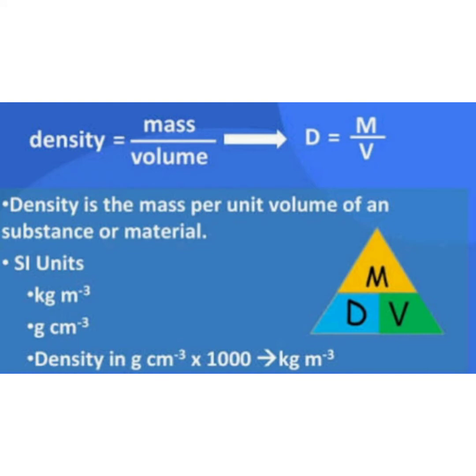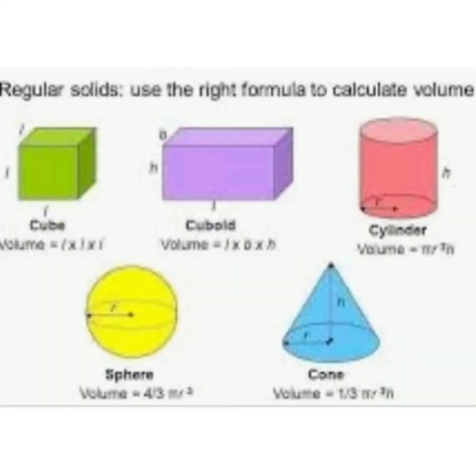Okay, children. To find the density of any object, you need to know the mass of the object and its volume. If we divide the mass by the volume, we get the object's density. First, we should measure the density of regular solids. Using a formula, we can measure the volume of regular solids like cuboid, cube, cylinder and sphere.